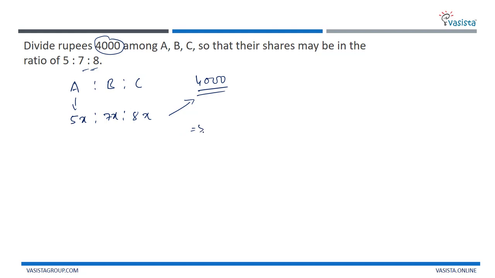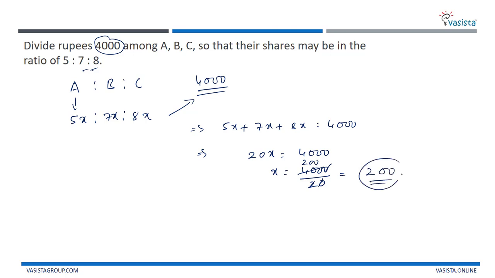Now we know that 5x plus 7x plus 8x is equal to 4,000. Right? Now add it. It's a very simple problem. So 8 plus 7 is 15, 15 plus 5 is 20x. 20x is equal to 4,000. So x is equal to 4,000 divided by 20. 0, 0 cancel, 2 ones are 2, 200. That's what x is equal to, 200.